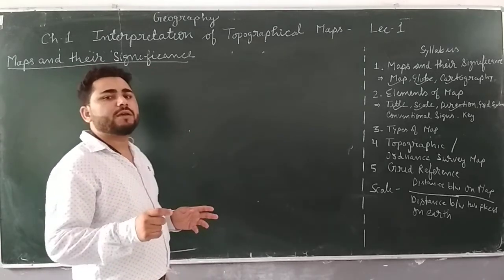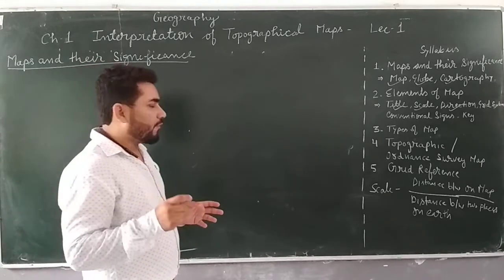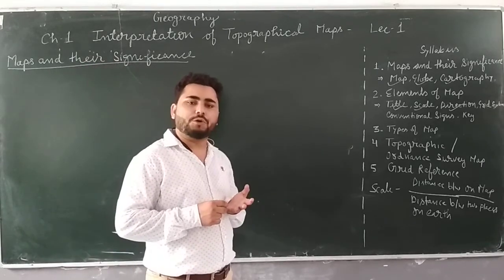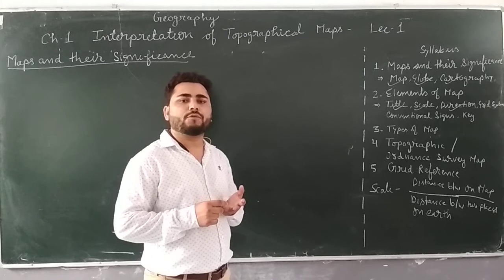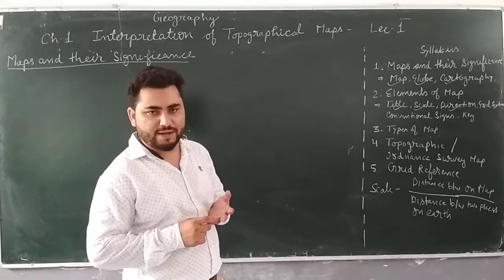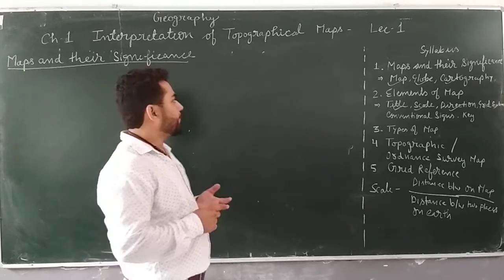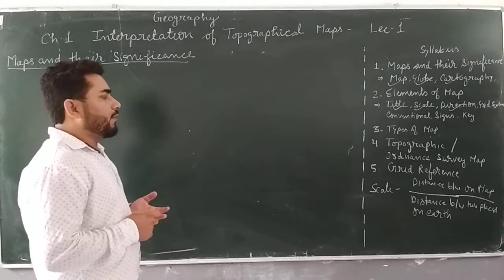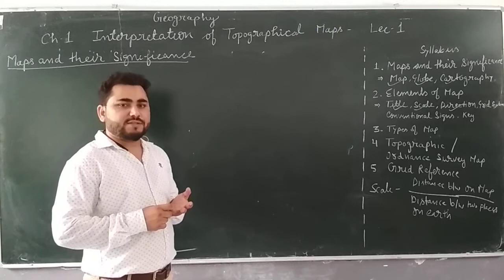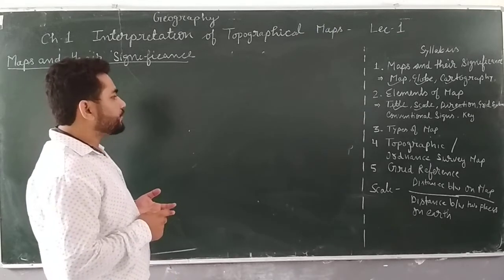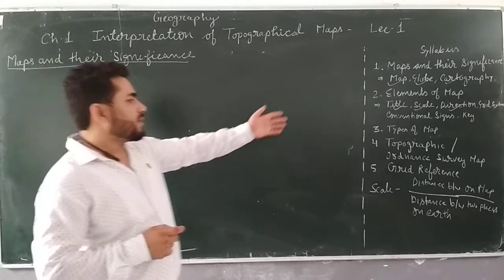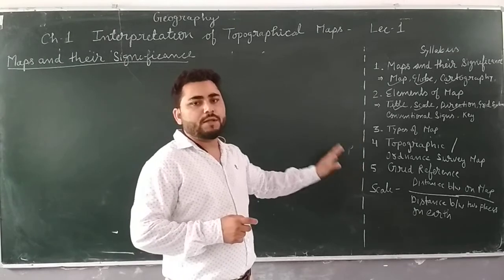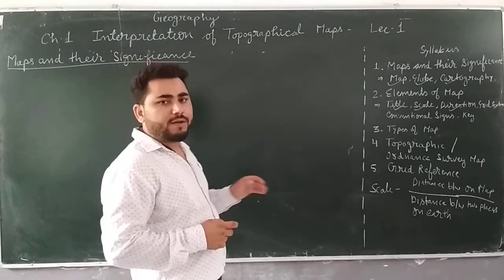So usually we interpret topographical maps with the help of contour lines, with the help of various color gradients, with the help of various conventional signs, etc. That we will be studying in next chapters. First of all, we will be taking these topics into account. Okay, interpretation of topographical maps.